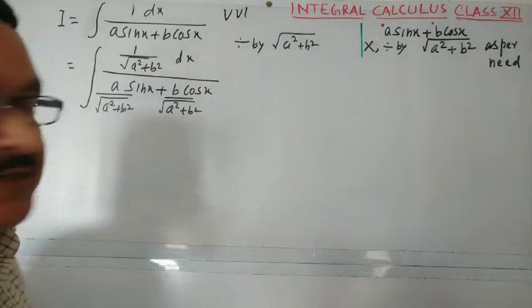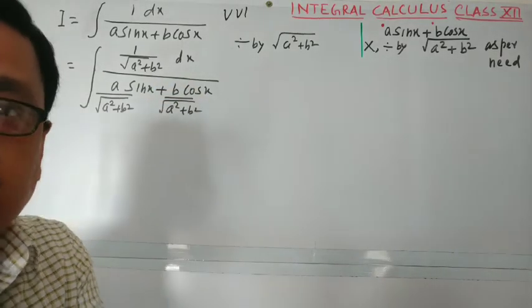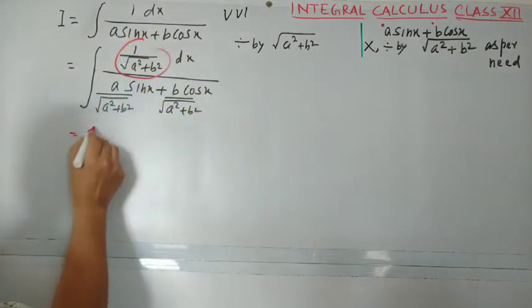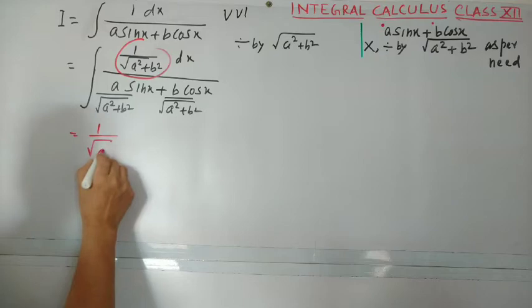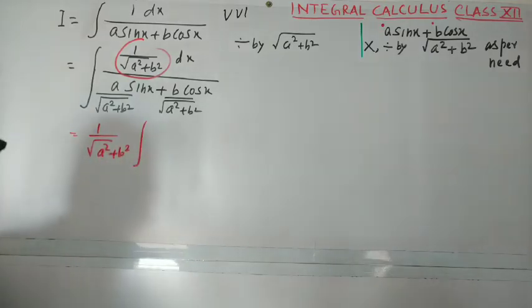So after writing this, the constant should be taken outside. The constant, this is the constant. So take it outside. 1 by root over a square plus b square. Now the remaining is, what will be the value of this? A by root over a square plus b square.